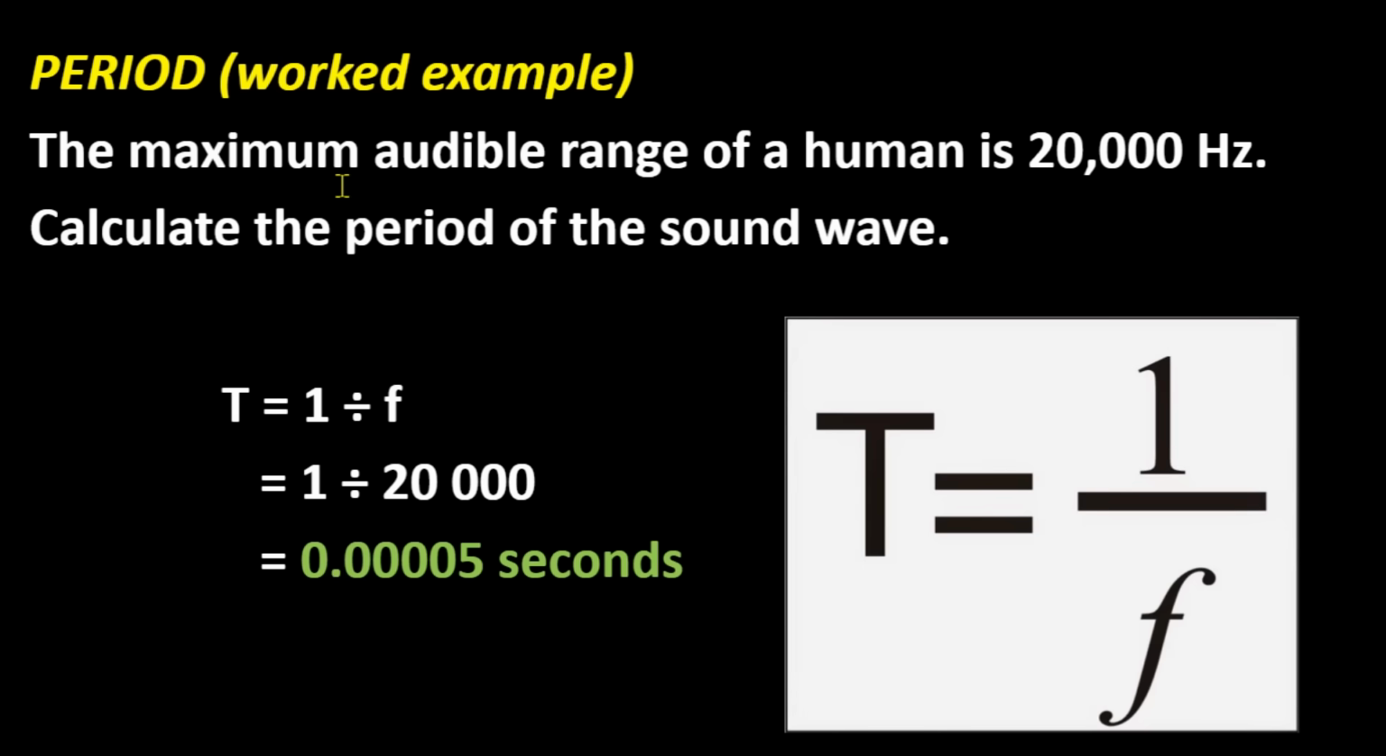The maximum of the audible range of a human is 20,000 hertz, which again means 20,000 waves per second. Calculate the period of the sound wave, which is the time taken for one particular wave. So the period is equal to 1 divided by the frequency. This will be 1 divided by 20,000 hertz, and your answer is going to be 0.00005 seconds, which is the time for one oscillation.